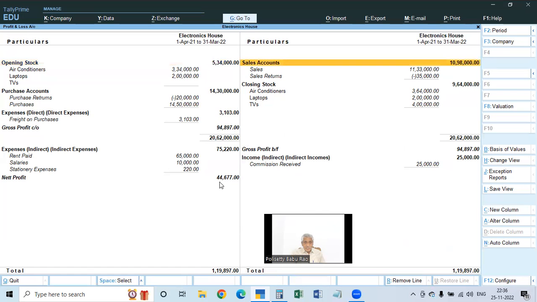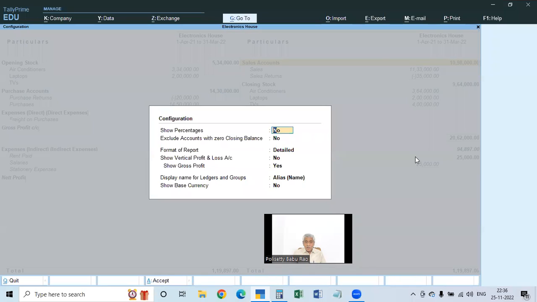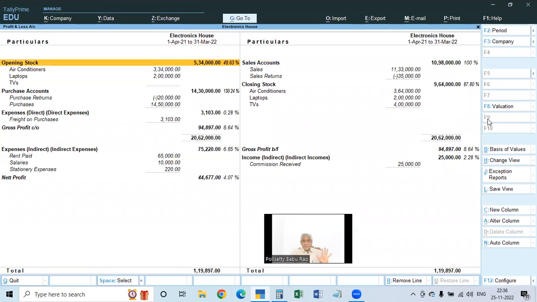Now we see the net profit, gross profit, net profit for the whole period, 1st April to 31st March 22. So for the whole period we know, and if you take percentages also, we know the percentages also. Okay, so this is for the whole year.